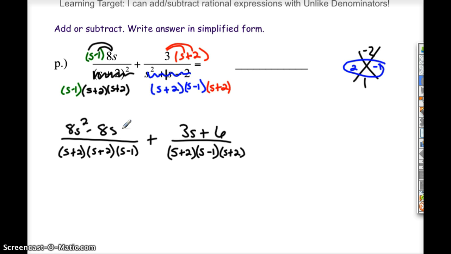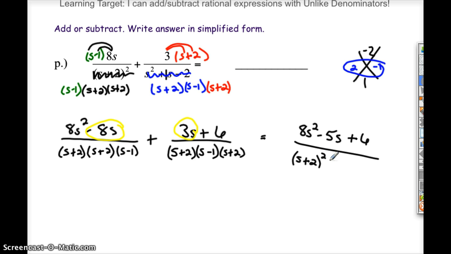So then I would just add like terms across the top now that they're the same. So I'll go in order. We're going to keep the 8s squared. When I add the 2 yellow circles, negative 5s, and then plus 6 over s plus 2. I think I'm going to go ahead and write it as squared again since we've got the 2 groups, s minus 1.